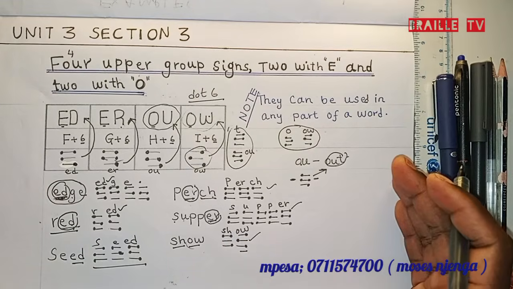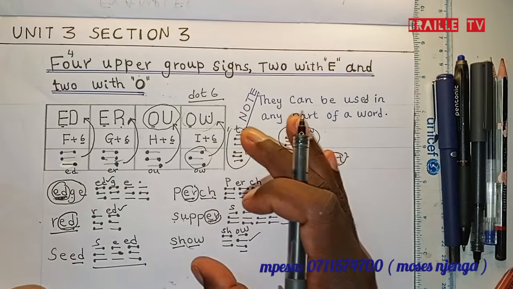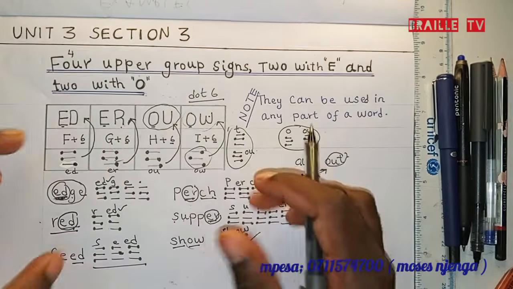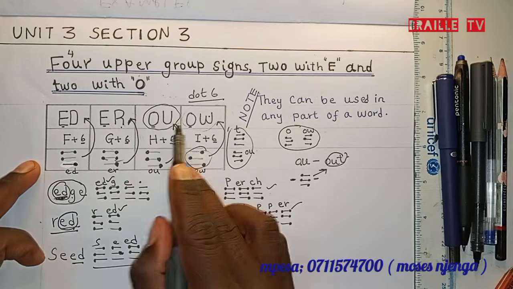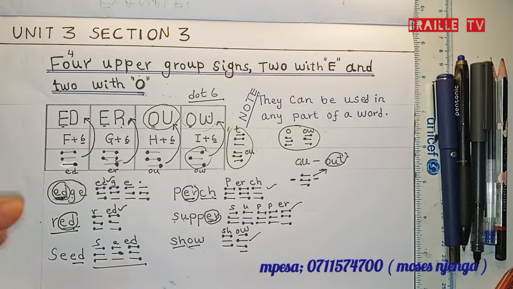Now let me come up with some more examples. Then we write them. Okay? Simple words and also simple sentences, and then see how we use these four upper group signs, 2 with E and 2 with O. Thank you. Let me come up with more examples.